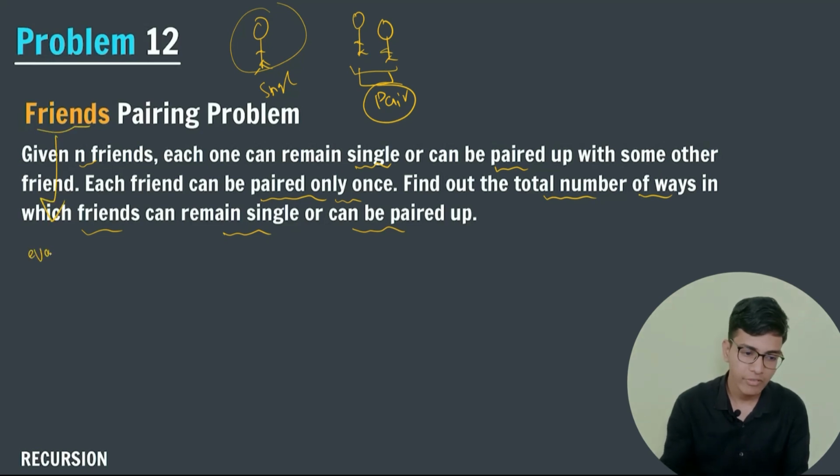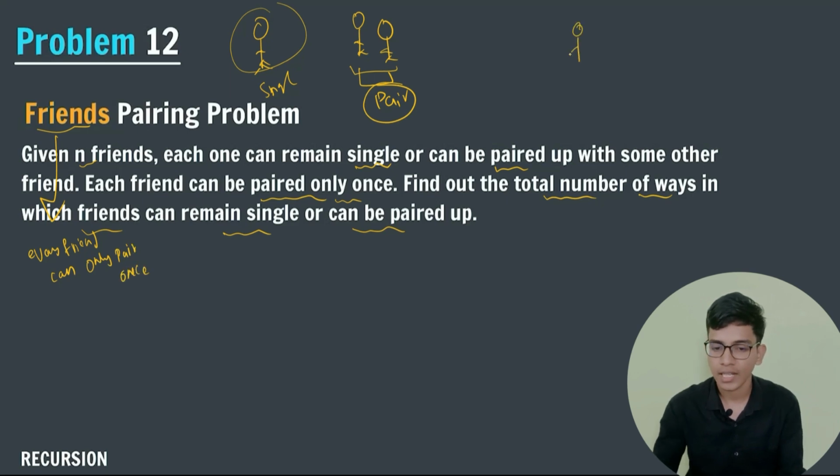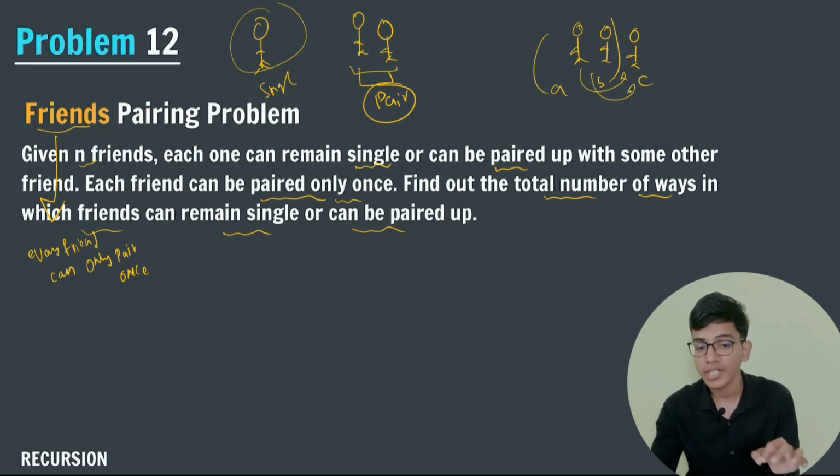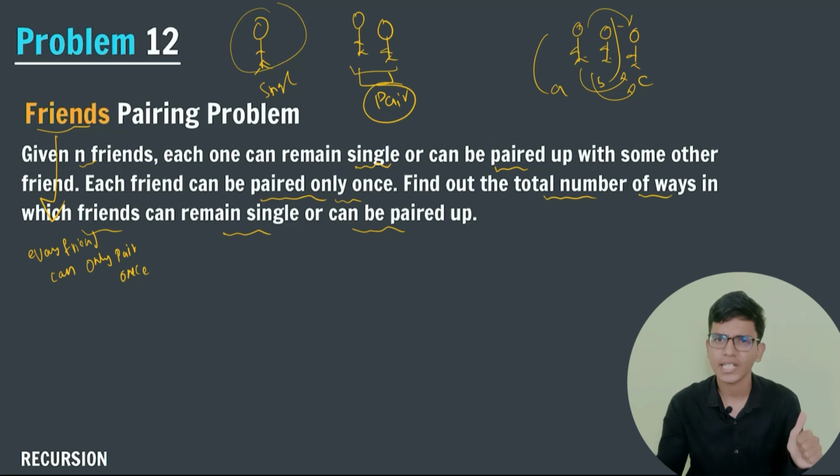So here is the condition: every friend can only pair once. Let us consider that there are three persons A, B, C. Suppose A and B are paired with one another, then B can't be paired with C, and A can't be paired with C, because these two guys A and B are a pair, so they can't pair with anybody else because they already got paired, right? So this is the basic condition of this question.